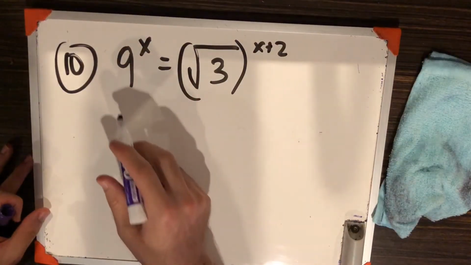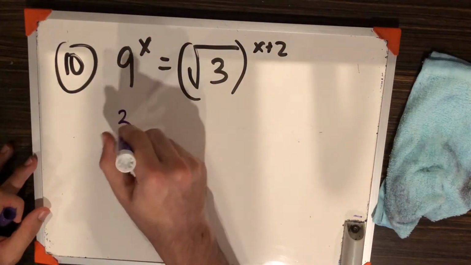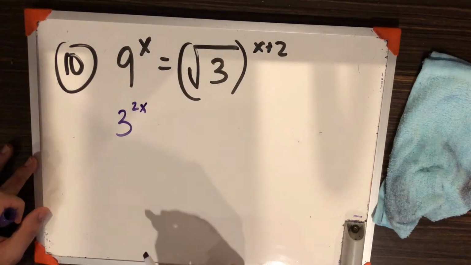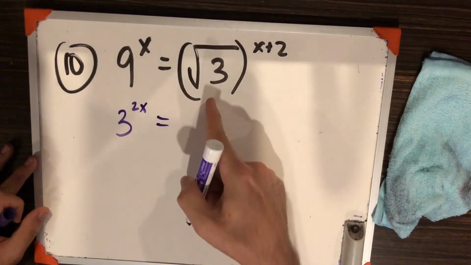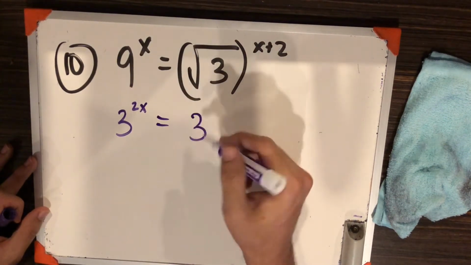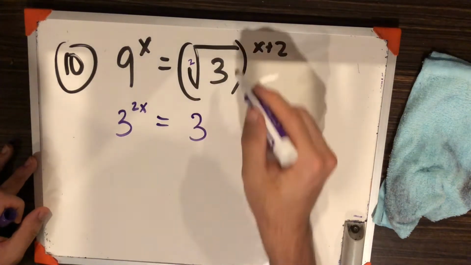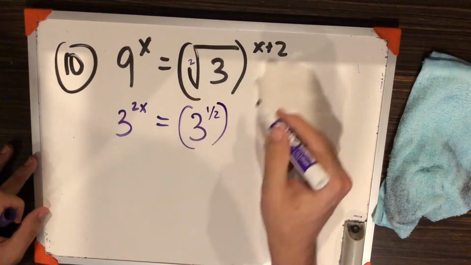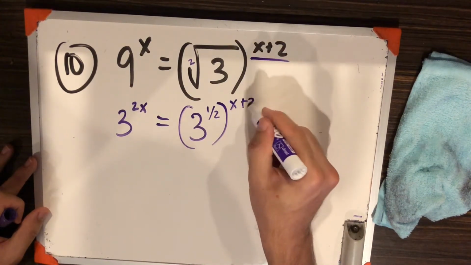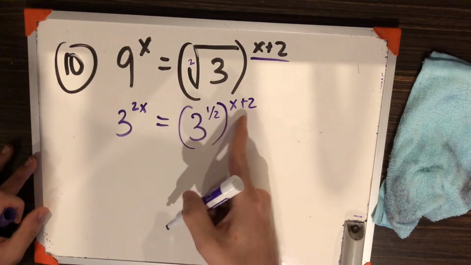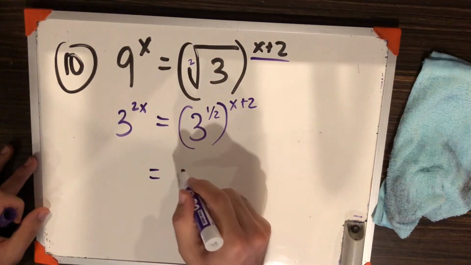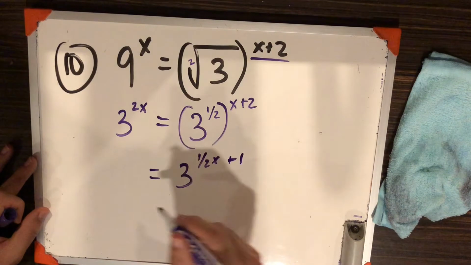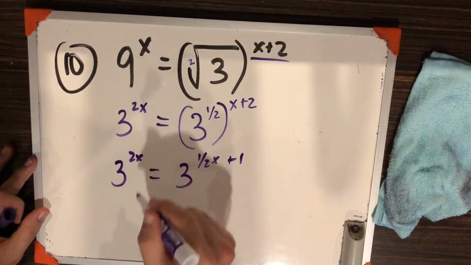Number 10. I'm probably looking for a base of 3. Let's change this to a base of 3 by saying 3 to the second power. Well, that will just turn out to be 3 to the 2x power. Radicals can change into exponents, again, this is my root, the power of 1. So I can say 3 to the 1/2 power. But of course I have that exponent hanging out on the outside as well. Let's go ahead and do power to power. So this is going to turn out to be 3 to the 1/2 x plus 1 power. And this is of course the same base.